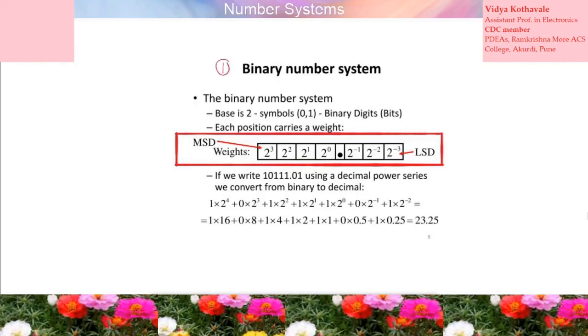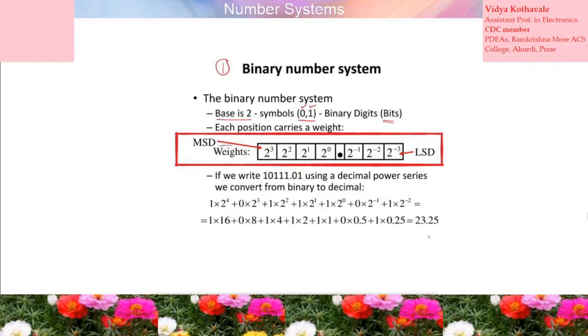The binary number system. As we know, the base is 2 for the binary number system, as only the two symbols binary 0 and binary 1 are used to represent any number in the binary number system. This binary 0 or binary 1 is termed a bit.